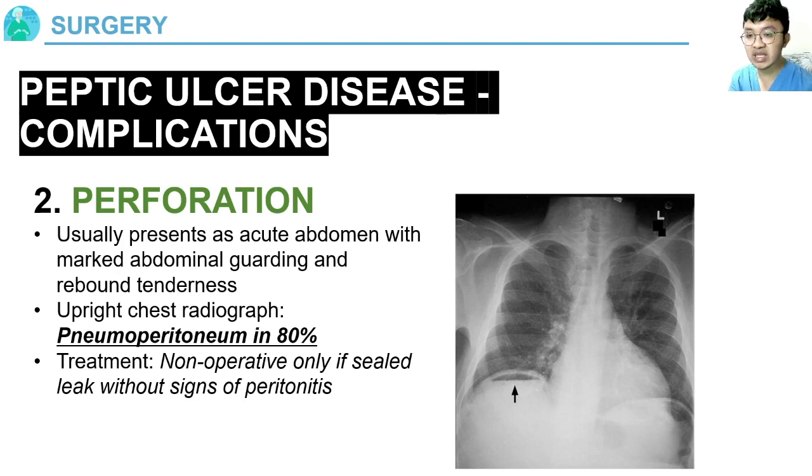However, there's still 20% of perforated peptic ulcer disease that will not present with pneumoperitoneum, so it's still an important differential even if you don't have pneumoperitoneum on X-ray. Again, an upright chest film is the best initial imaging for perforated peptic ulcer. Treatment is operative most of the time. However, it may be non-operative if sealed without signs of peritonitis. If there's peritonitis, hypotension, or sepsis, then you can proceed to the OR.